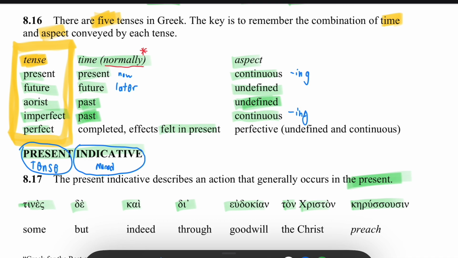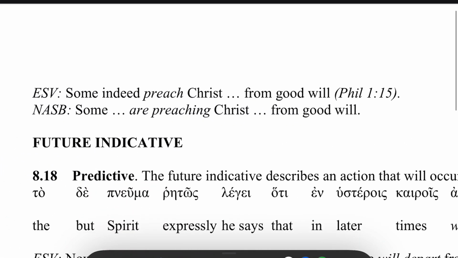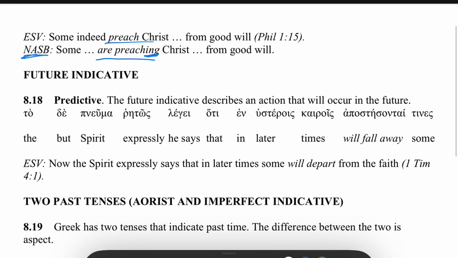This tines, by the way, is nominative, so this is the subject. And we have kairususin. It's just commenting on the fact that this is happening, or it happens. And this comes out in translation, which we'll look at over on the other page here. Some indeed preach Christ from goodwill, or the NASB, really bringing out that continuous idea. Some are preaching Christ from goodwill. So that's the present indicative.